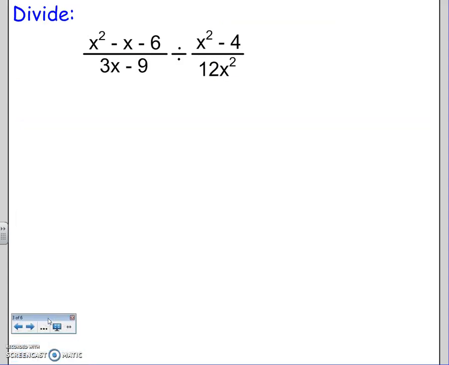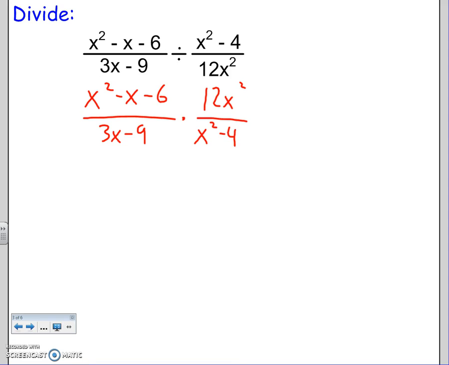Number 2, divide. Division is just like multiplication, but you have to fix it. We will fix division by multiplying by the reciprocal, meaning flipping it. So 12x squared goes on top here, x squared minus 4 goes on bottom there. So now it's like that last problem.